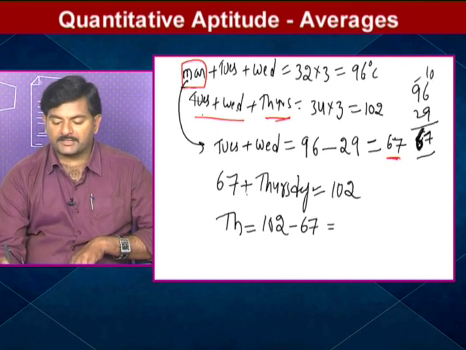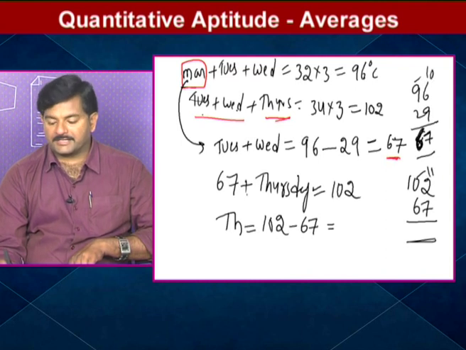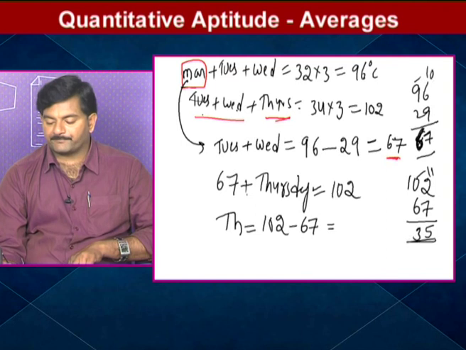Subtracting this value separately, 102 minus 67: 12 minus 7 means 5, 9 minus 6 means 3. So hence what am I getting? 35. Okay, 35 I am getting.